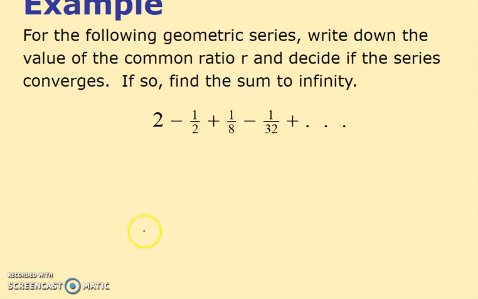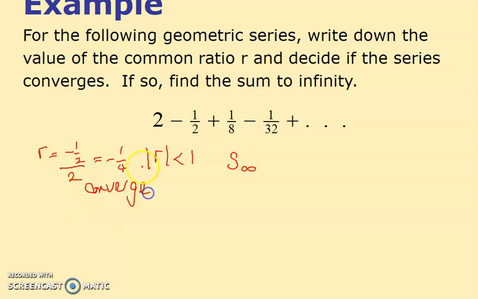Well, that's easy to do. So r equals, this time it's minus a half divided by 2. So I think I get minus a quarter. Now notice that fits the mod r is less than 1 rule. A quarter is definitely less than 1. Ignore the minus sign, it's definitely less than 1. So we can find a sum to infinity, because it does converge.